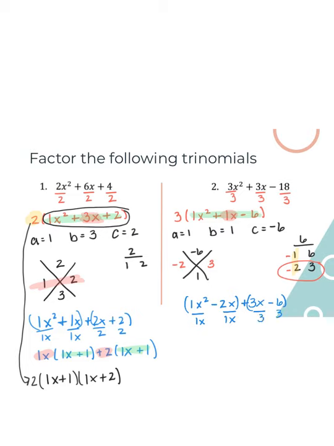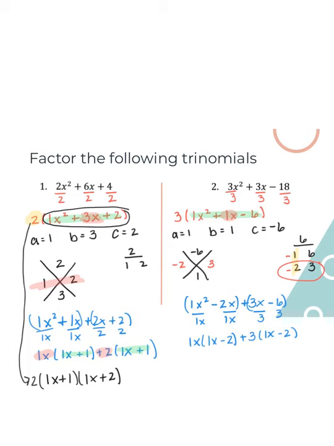Okay, so 1x squared divided by 1x. So I'm going to take my 1x and stick it out front. 1x squared divided by 1x, I'm left with a 1x. And negative 2 divided by 1 is going to give me a negative 2. And those x divided by x, those cancel each other out. So they're gone. I'm going to close that. Plus 3 goes on the outside. 3x divided by 3 will give me a 1x. And negative 6 divided by 3 is going to give me a negative 2.